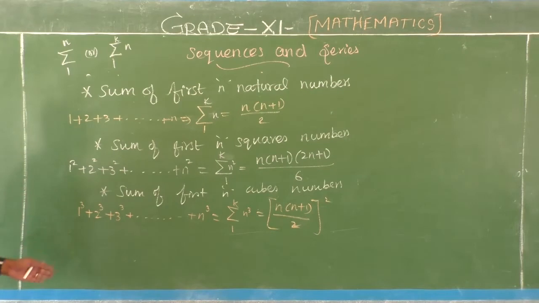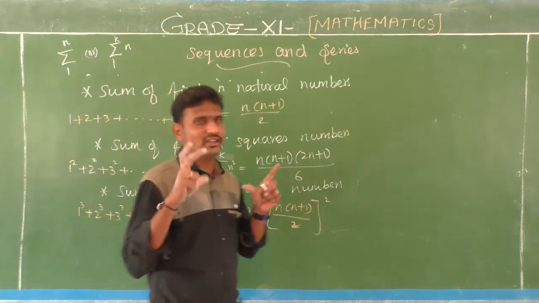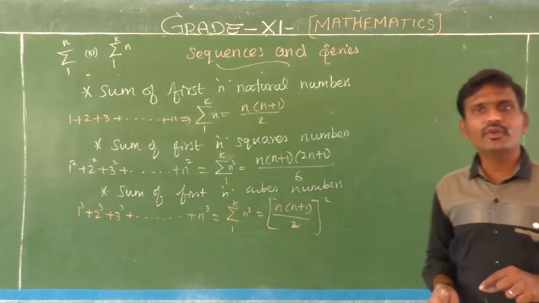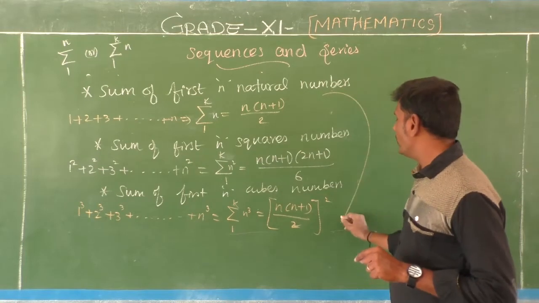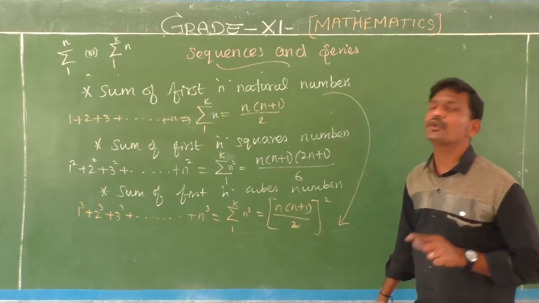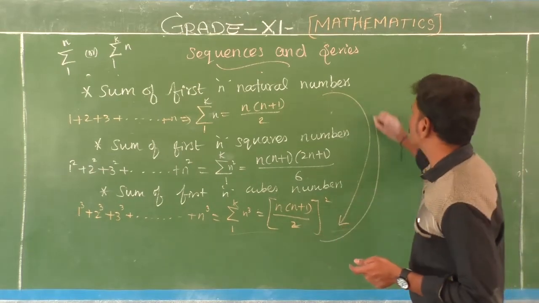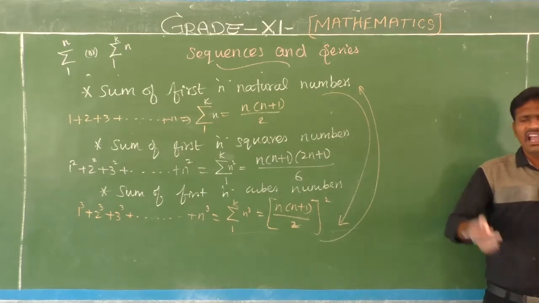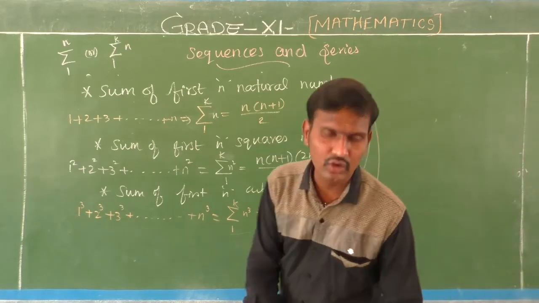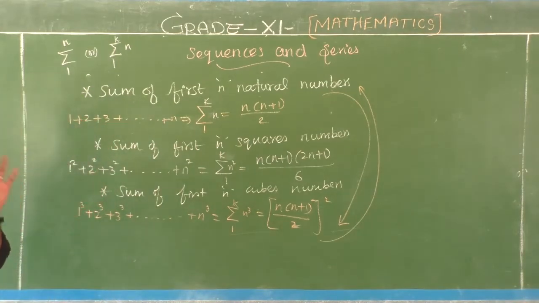So look at the 3 formulas. The two formulas have a relationship. Can you find it? Yes students, when you square the natural number formula you get the cube formula. In the cube formula, when you take the square root you get the natural number formula. And the square number formula is as usual the same. So students, you only have to know these formulas.